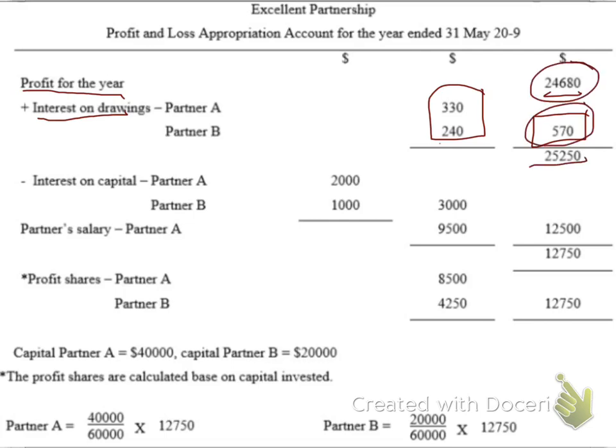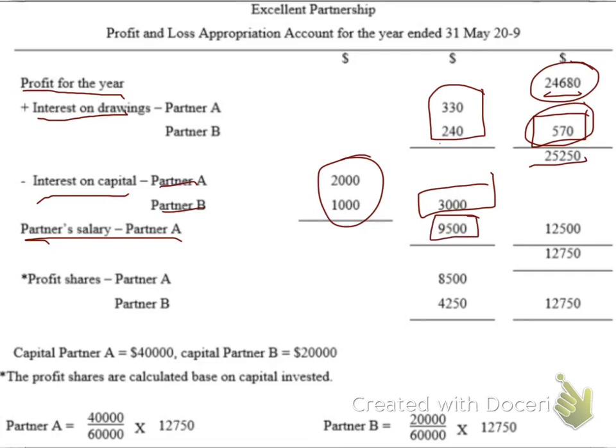After that, we deduct the interest on capital. Remember, it's not capital only; interest on capital should be recorded, and similarly for drawings, we record the interest on drawings, not drawings only. So we record the interest on capital of each partner, and we add those amounts, and we get 3,000. Then if there's any partner's salary, we add that as well. So here 9,500 is the partner's salary. Then we add those two amounts, and we get 12,500.